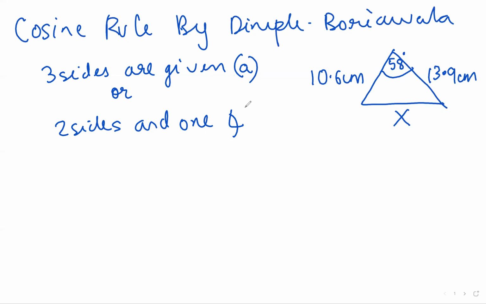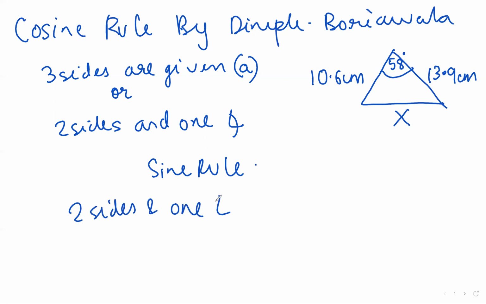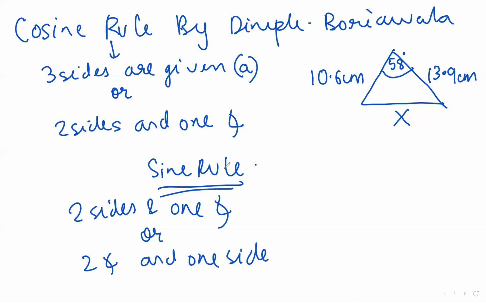In case of cosine rule, when all three sides are given, we will follow cosine rule, or when two sides and one angle are given, we will follow cosine rule. In case of sine rule, when two sides and one angle, or two angles and one side are given, you will follow sine rule. So for cosine rule: three sides, or two sides and one angle. And for sine rule: two sides and one angle, or two angles and one side. Make a note of this.